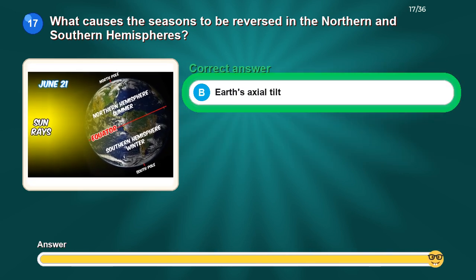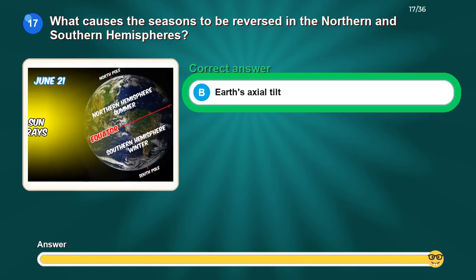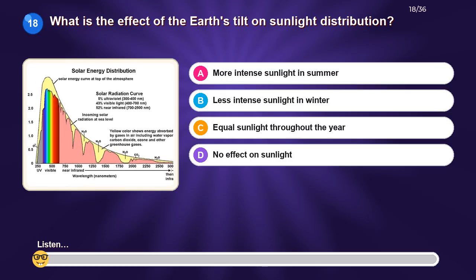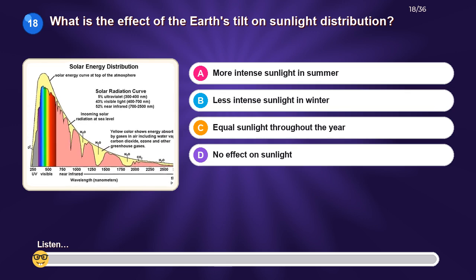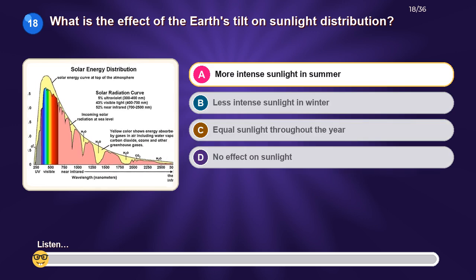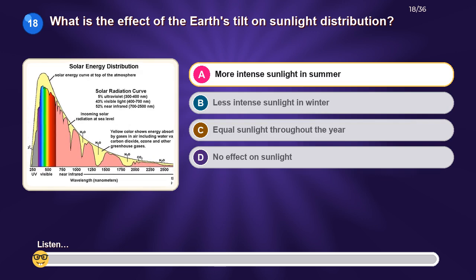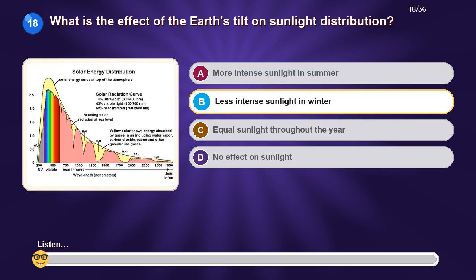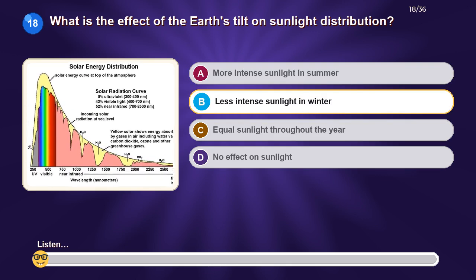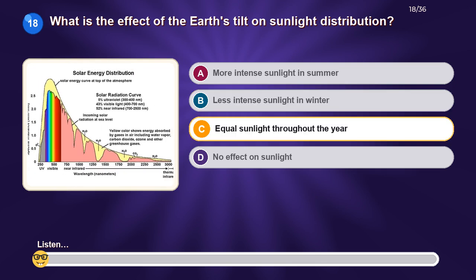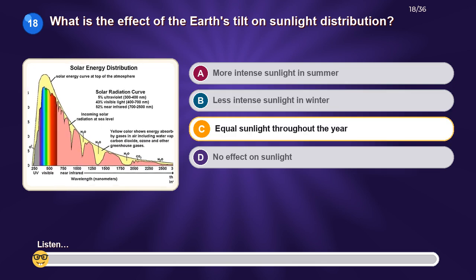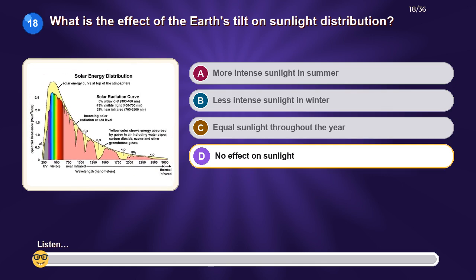The correct answer is Earth's axial tilt. What is the effect of the Earth's tilt on sunlight distribution? Option A. More intense sunlight in summer. Option B. Less intense sunlight in winter. Option C. Equal sunlight throughout the year. Option D. No effect on sunlight.